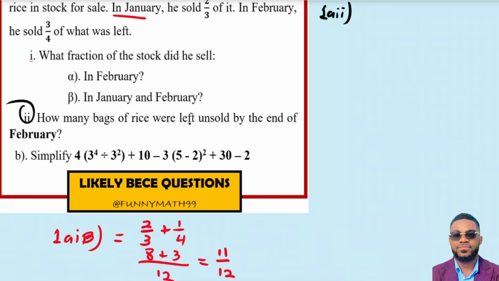So now how do we do this one? Since we want to find the actual number of bags, we have to know the total number of bags in this case, because I'm going to use that one here. And that is 1,800 as given in the question. Now, how do we proceed to find the number of bags left unsold by the end of February? Now, we know that February and January combined, Mr. Boabin spent 11 on 12 of the total number of bags. So that means that if we want to get the number of bags left after February, then we have to subtract 11 on 12 from 1. So this is how I'm going to do that one.